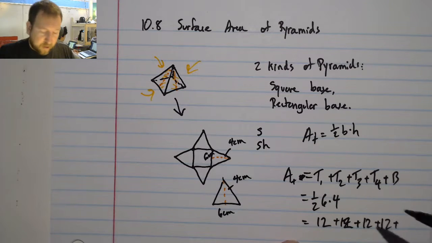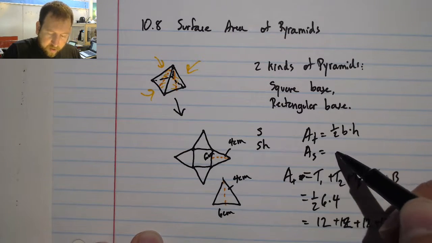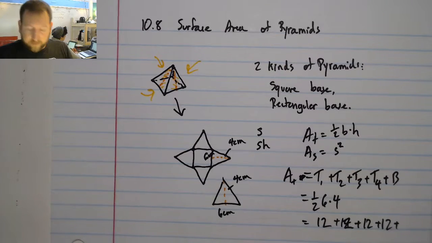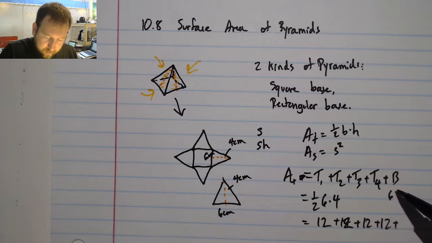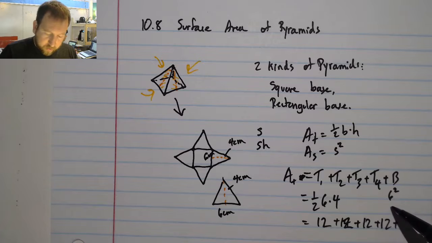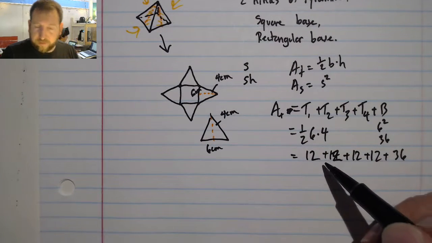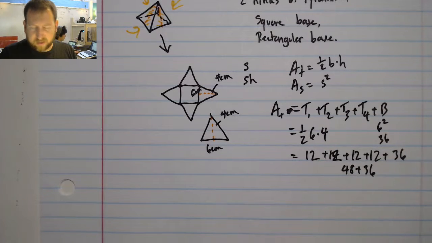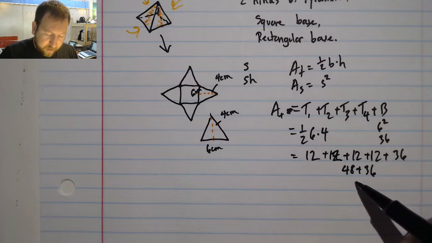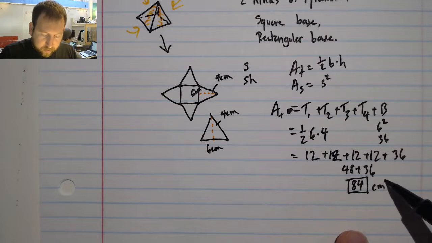Lastly, I have my base. Well, in this case, I have a square as my base, and the area of a square is side squared, which is easy for me to use because my base in this case is going to be 6 centimeters. So I just have 6 squared, which is 36. Now I can add up all my total numbers to get my total surface area. 12 and 12 is 24, times 2 is 48. So I have 48 and 36, which is like 50 and 34, which is 84 total area. 84 centimeters squared.